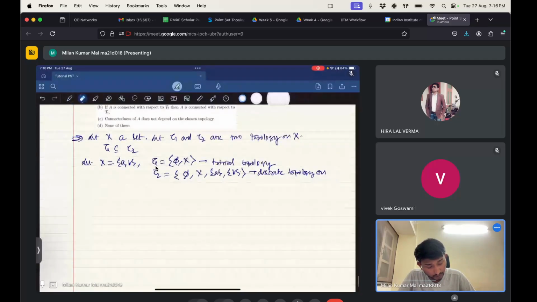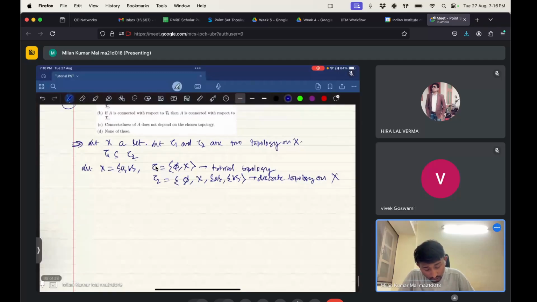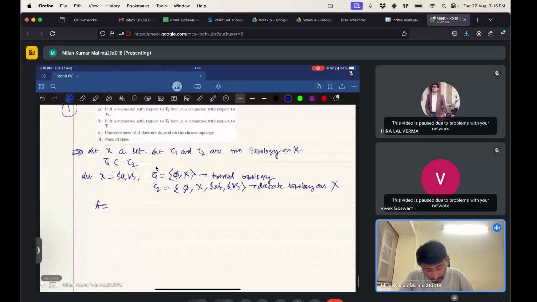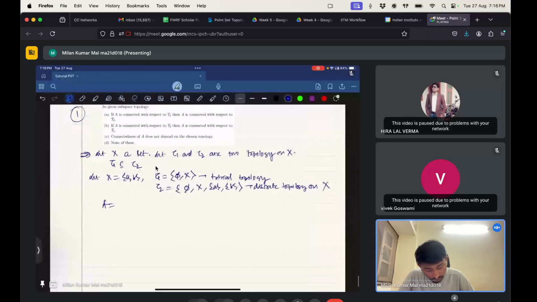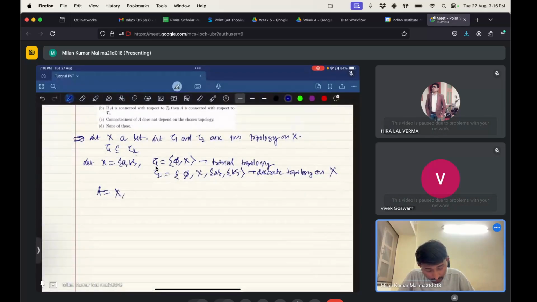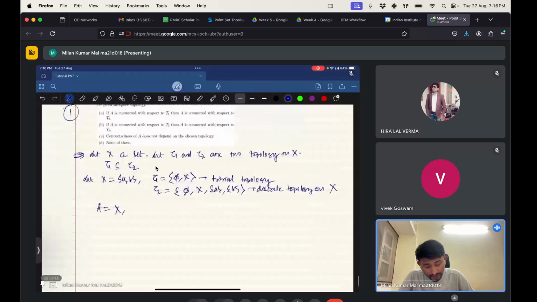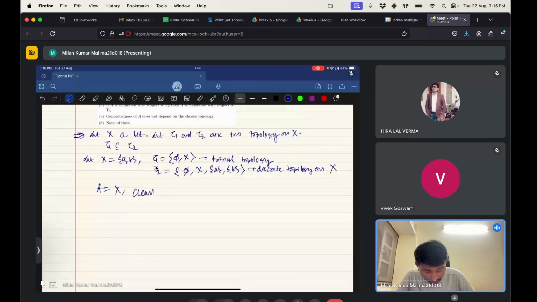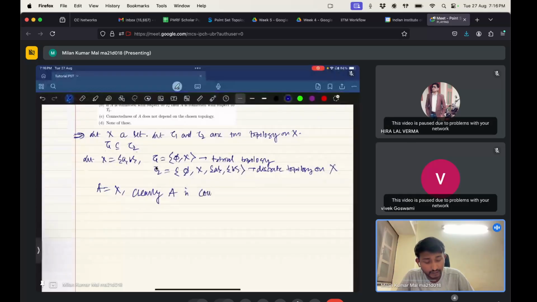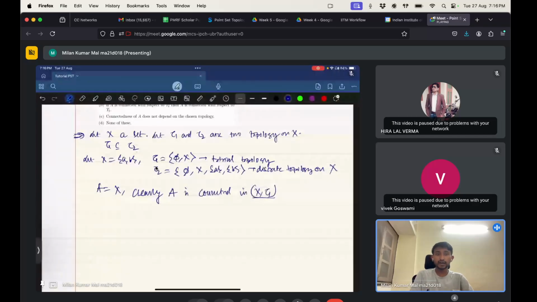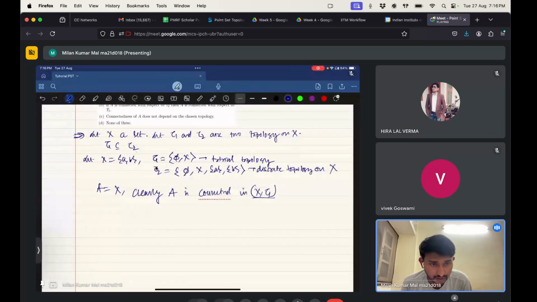Now let A be a subset which is connected. I am taking A equal to X. The question is whether A is connected or not. Clearly A is connected in (X, tau 1), because connectedness is defined via disconnectedness.